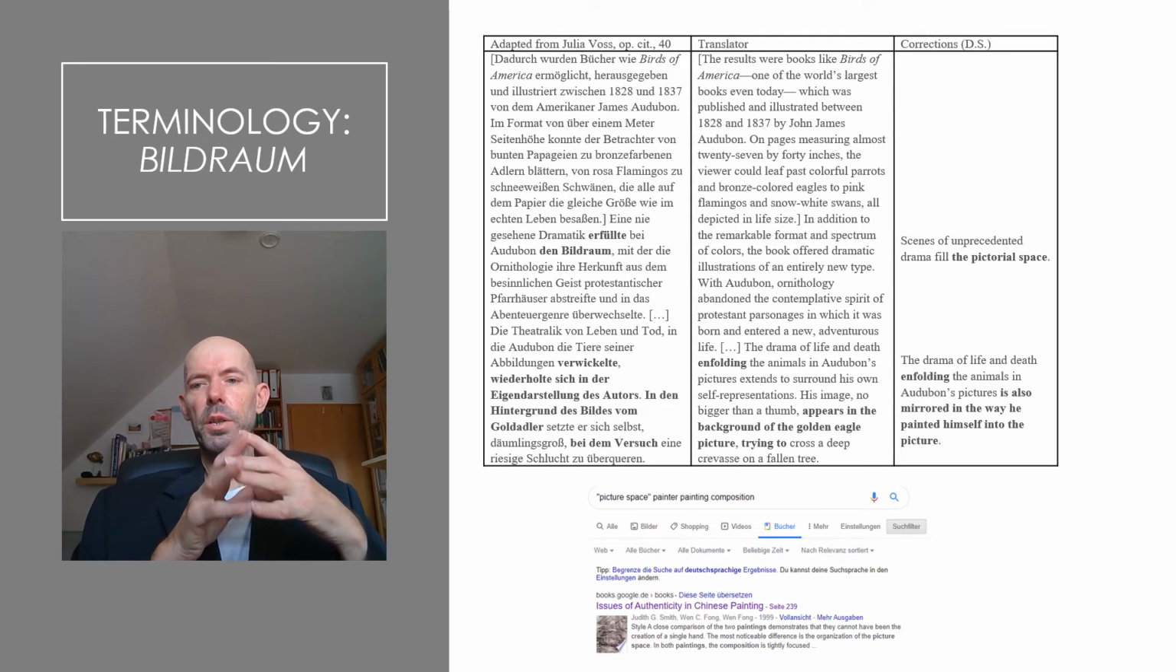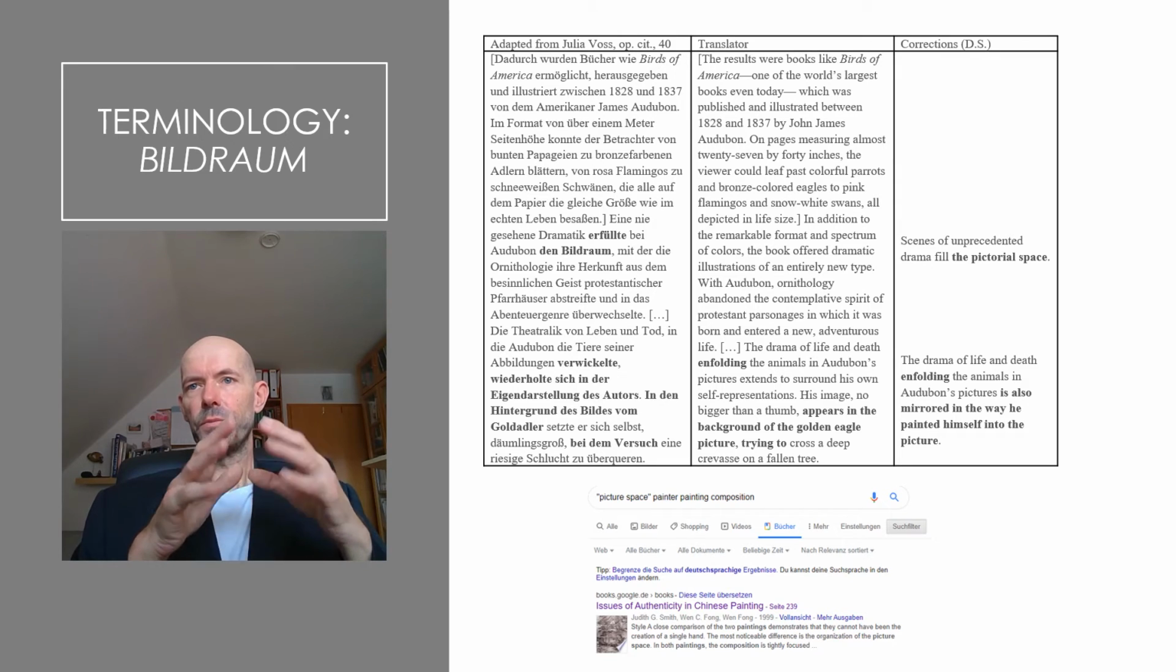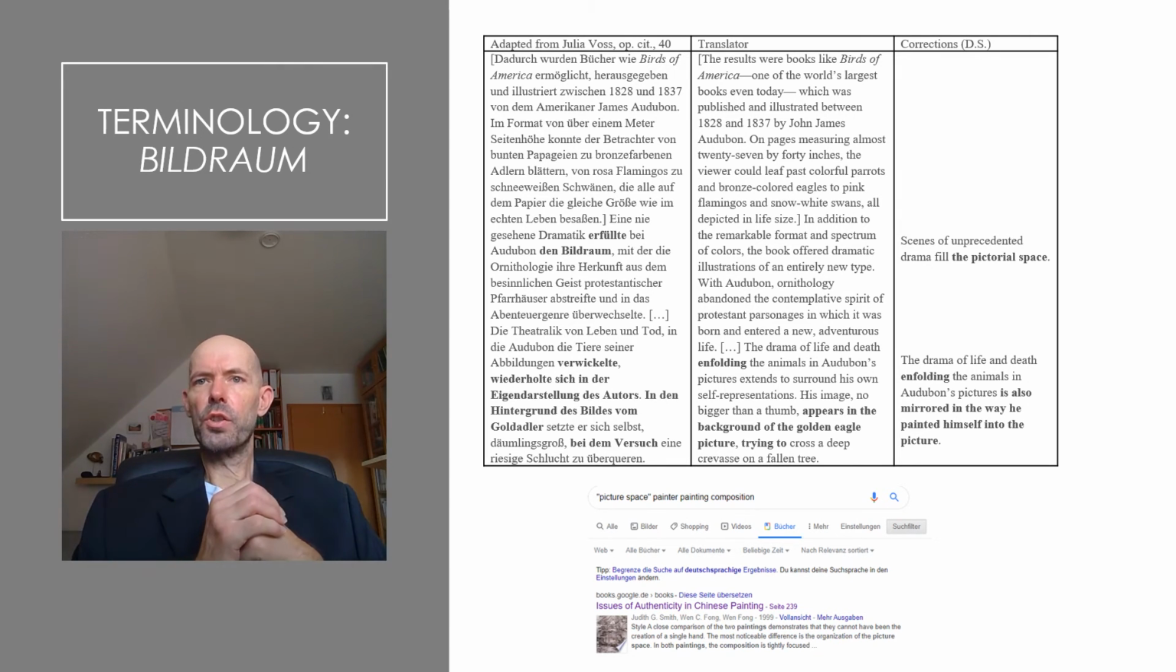Now, in accordance with the principle of least effort, an experienced translator who is conversant with the rules of word formation could resort to intelligent guessing and conduct a search for pictorial space, picture space, visual space, or similar conjectures on Google Books, preferably in combination with terms such as painting, painter, composition, and so on. Now, this returns a number of hits.